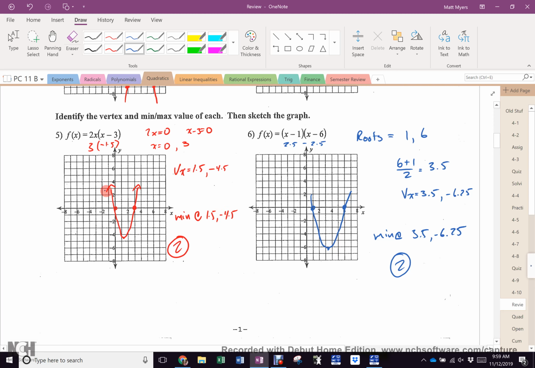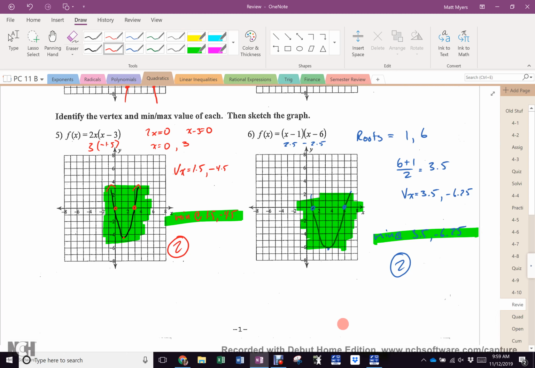I need to see the graph. That's not supposed to do that. It's supposed to be a highlighter. I need to see the graph and some statement like that to get your whole 2 marks. And then the same thing over here. Making that whole page out of 10. Does anybody have any questions on that page right now?